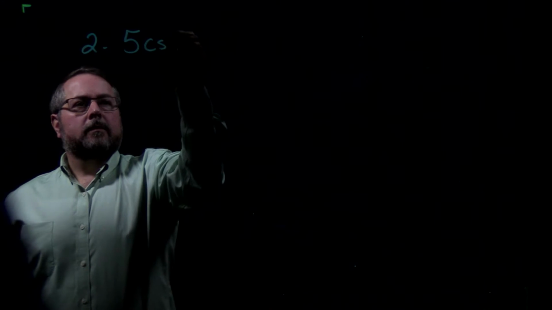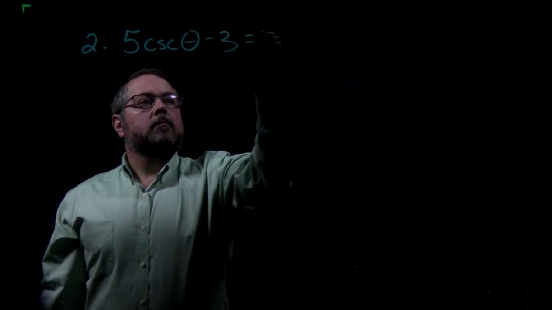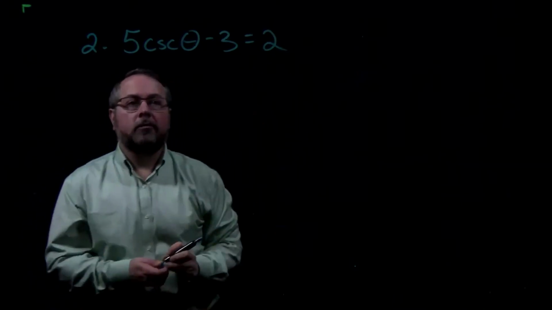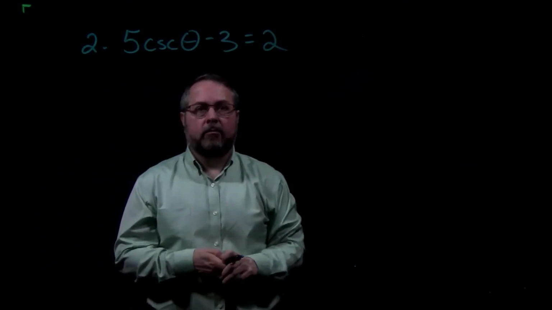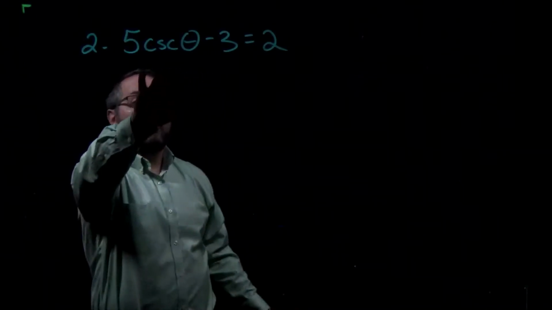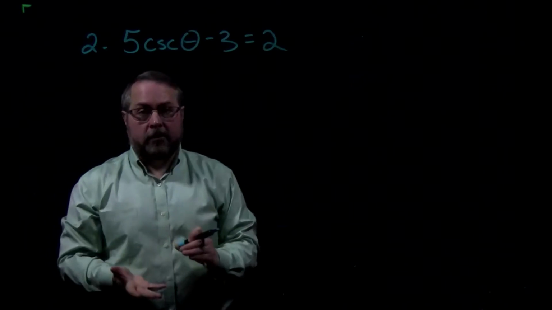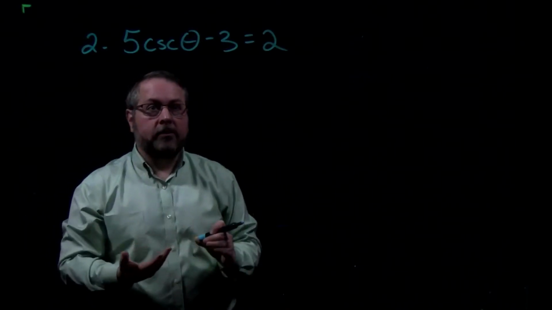Okay, so now we'll look at the equation 5 cosecant of theta minus 3 equals 2. Okay, same sort of idea. This has a linear form because there's just one trig function, cosecant theta. It's raised to the first power. There's no cosecant squareds in there.